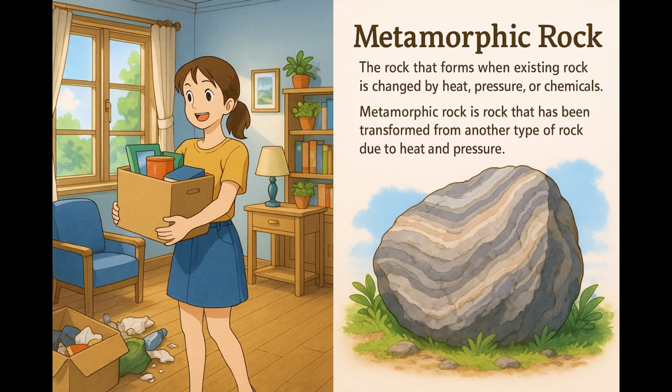Just like how you reorganize and redecorate the room by rearranging furniture, adding new decor, or applying a fresh coat of paint, metamorphic rock forms when an existing rock undergoes transformation due to heat, pressure, or chemical processes. In this analogy, the existing rock is like the cluttered room. The heat and pressure are the rearranging and redecorating efforts, and the resulting metamorphic rock is the newly organized and refreshed room.